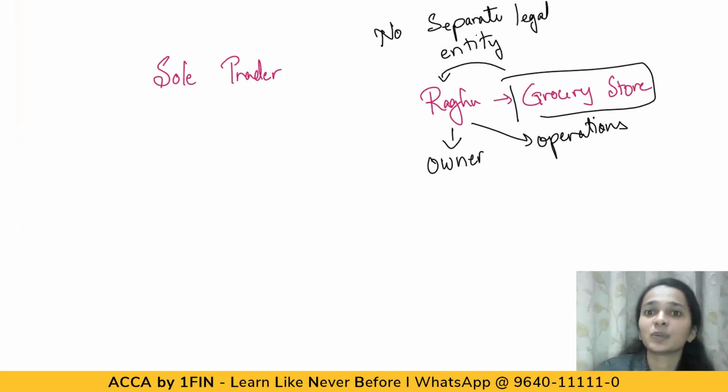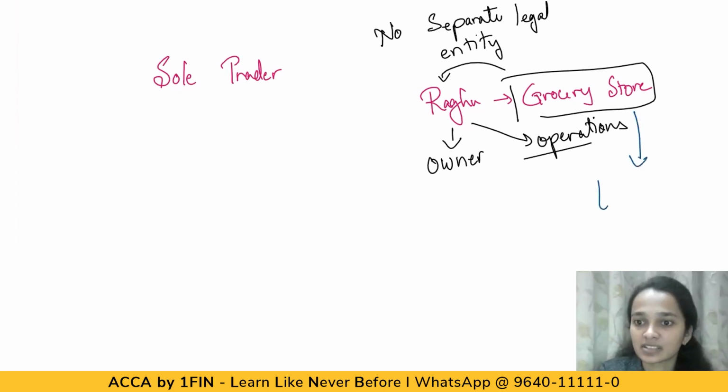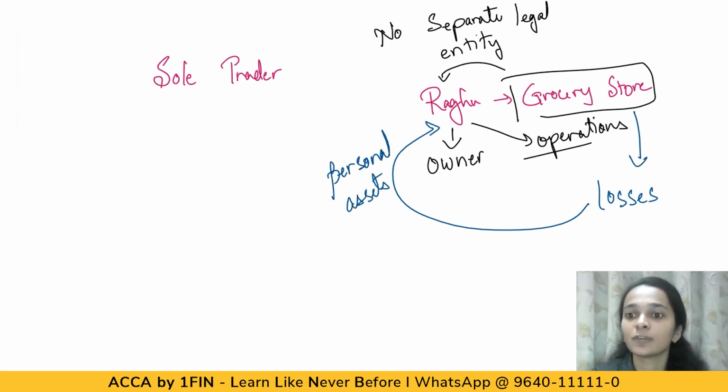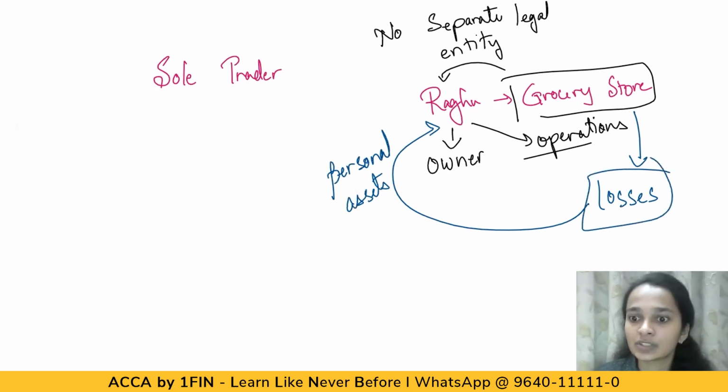If anything happens to the business, if any losses are being incurred in the business, say the grocery store is going into losses, do you think Raghu's personal assets can also be utilized to pay off these losses? Can Raghu's personal assets be utilized to pay off the losses of the grocery store in this particular situation? Yes, definitely yes, because there's no distinction between the ownership and the business, as a result of which in case the business is going into losses, Raghu's personal assets will also be at risk, and he'll have to pay money out of his own pockets. So, this is what happens in case of a sole trader.